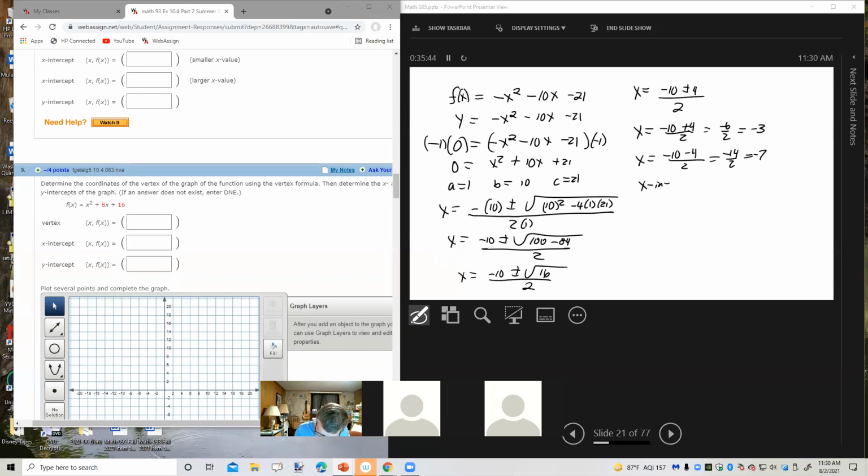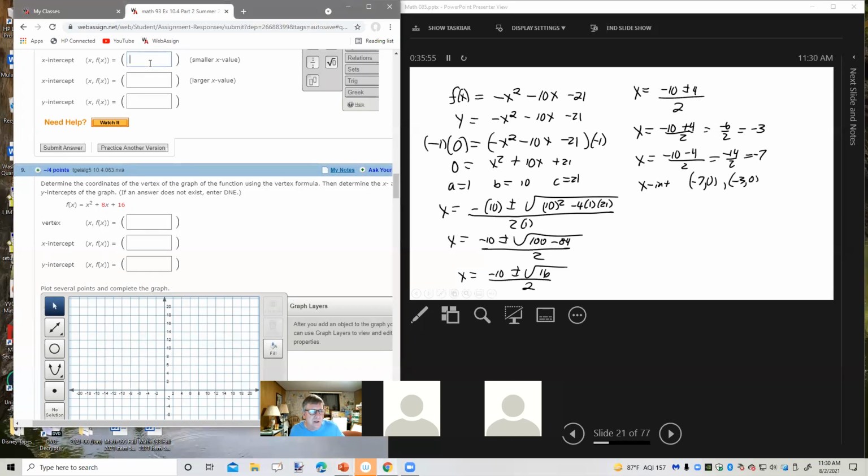So the x-intercepts would be negative 7, 0 and negative 3, 0. And I wrote the smaller one first intentionally. So up here I've got negative 7, 0, and negative 3, 0. Any questions before I go on?